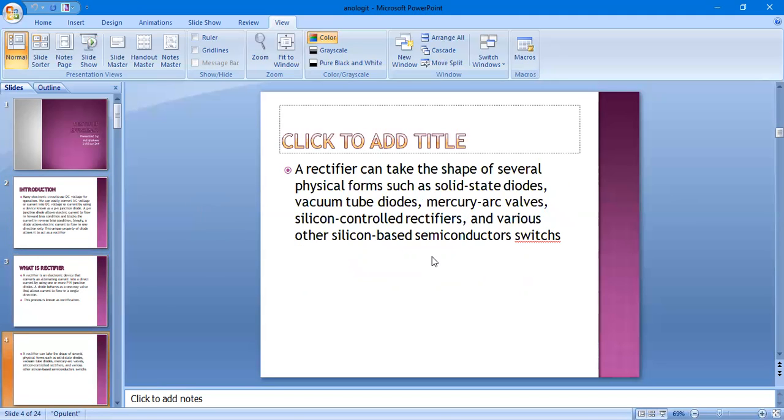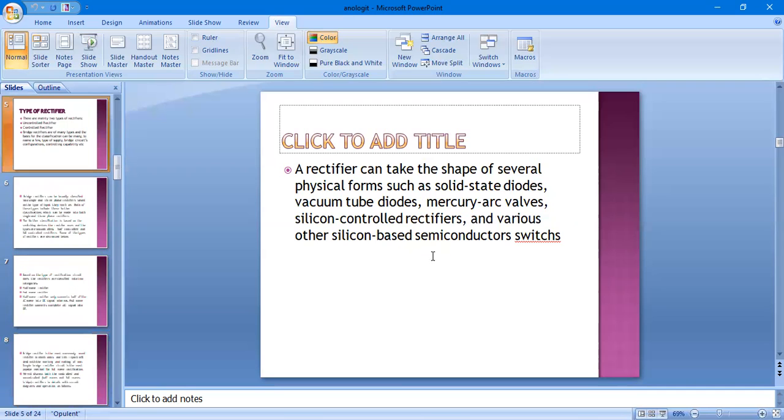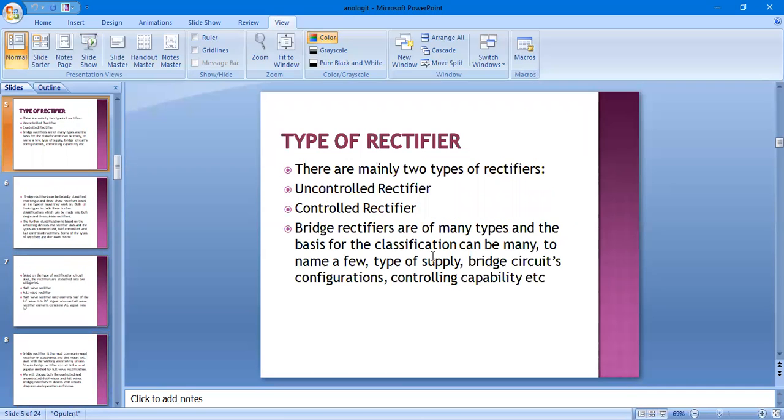A rectifier can take the shape of several physical forms such as solid-state diode, vacuum tube diode, silicon controlled rectifier, and various other silicon-based semiconductors. So rectifiers are mainly classified into two types: uncontrolled rectifier and controlled rectifier.